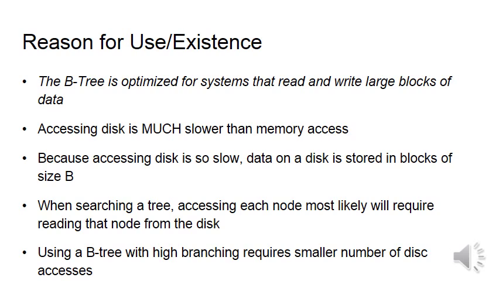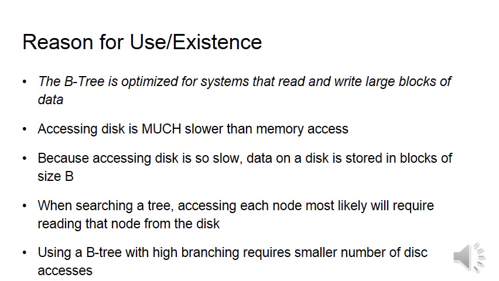The B tree is optimized for systems that read and write large blocks of data. Basically, the main thing is that accessing disk is much slower than memory access. One disk access takes around 8 milliseconds, which is about the same as executing 200,000 CPU instructions. Because of that, it is definitely worth executing lots of instructions to avoid a single disk access.